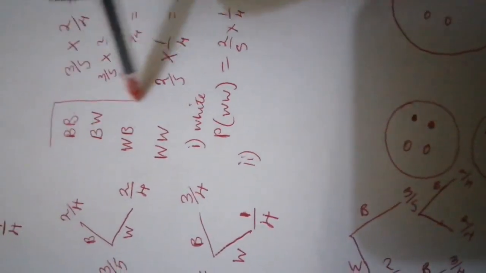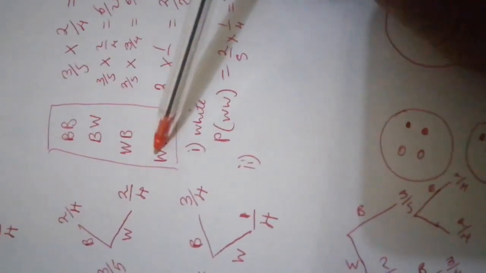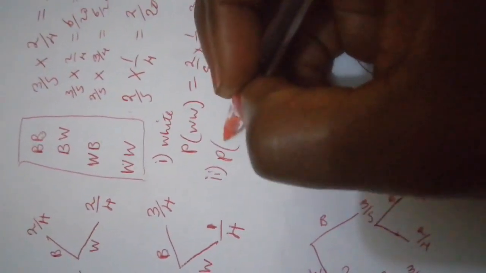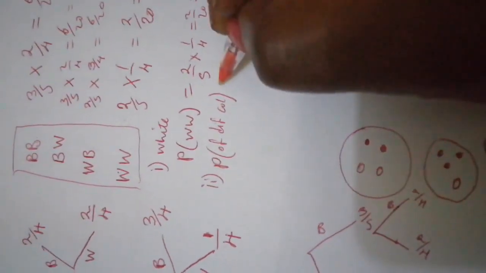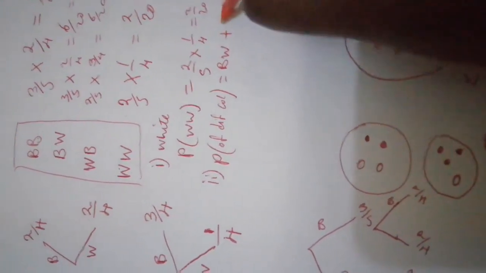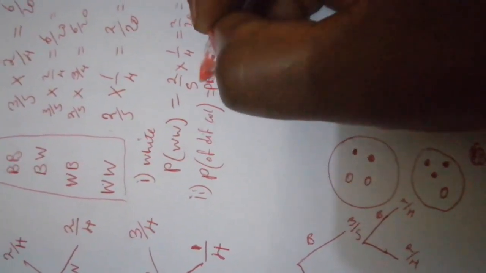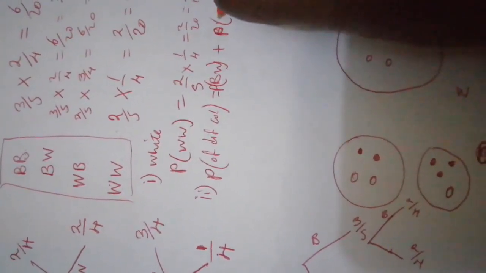Okay, so different colors, when you look at the possibilities here, this is the same color, that's the same color. Different colors, we have BW and WB. So we're going to say probability of different colors will be equal to the probability of BW plus the probability of WB.